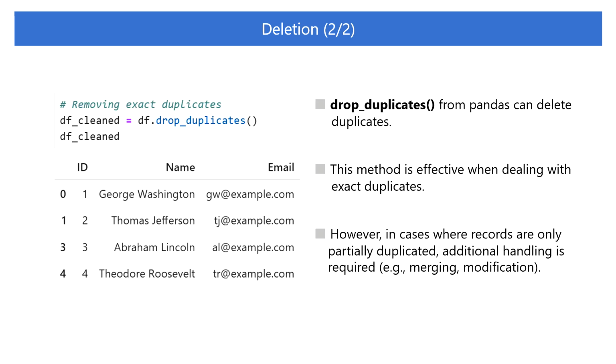In Python, we can implement deletion using the drop duplicates function from the pandas library. This method is effective when dealing with exact duplicates. However, in cases where records are only partially duplicated, such as when minor variations exist in certain fields, additional handling is required, which may involve merging or modification instead of outright deletion.